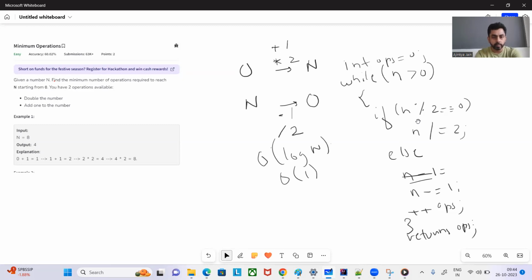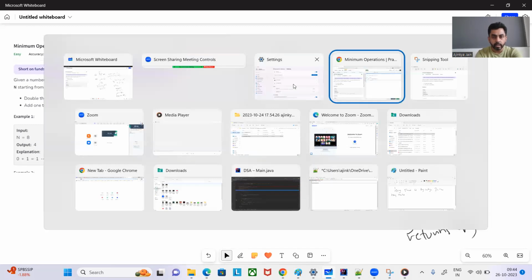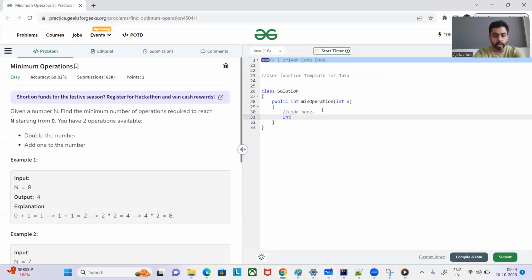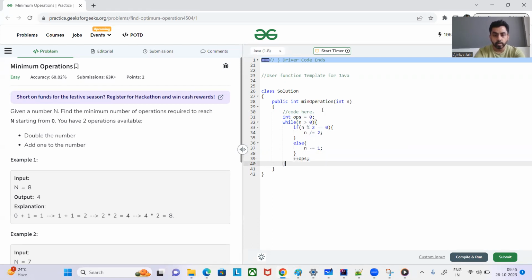Let's quickly code. Whatever we have written, we have to write exactly that only. Int ops equal to 0, while n greater than 0, if n mod 2 equal to 0, then we have to divide by 2. Else what we have to do, subtract by 1. And then just ops plus plus and return ops.